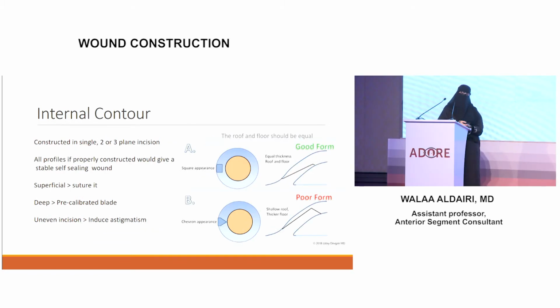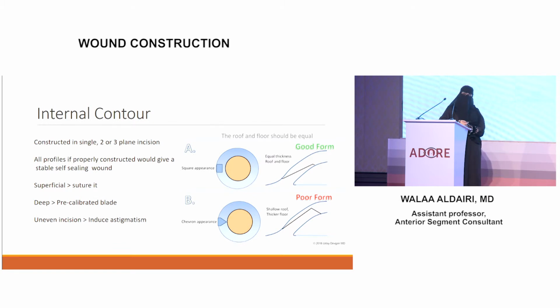So the wound can be constructed in a single plane or a stronger wound, 2 or 3 planes. All profiles, if properly constructed, will give you a self-sealing wound. But you have to get a balanced incision, which means the roof is equal to the thickness of the floor.